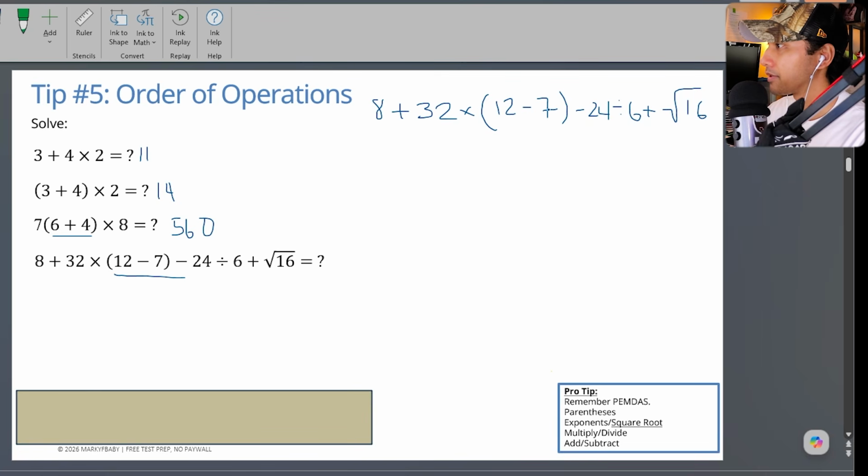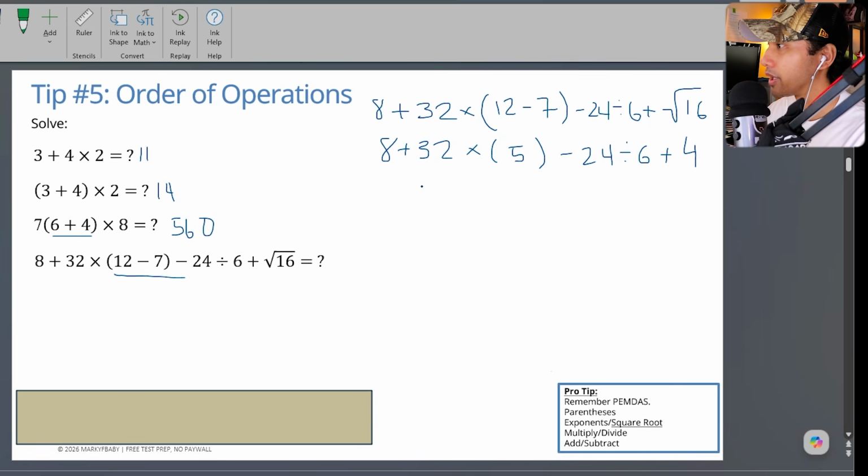Okay, so I'm going to do something with these parentheses first. And I'm going to go 8 plus 32 times, this is 12 minus 7 is 5, minus 24 divided by 6 plus, and I'm just going to solve the square root really quick, okay? Because we can do that. There's nothing attached to it that will mess up the problem. We could just do it, okay? And that's the next operation anyway, exponents and square roots. So the square root of 16, that's 4, okay?